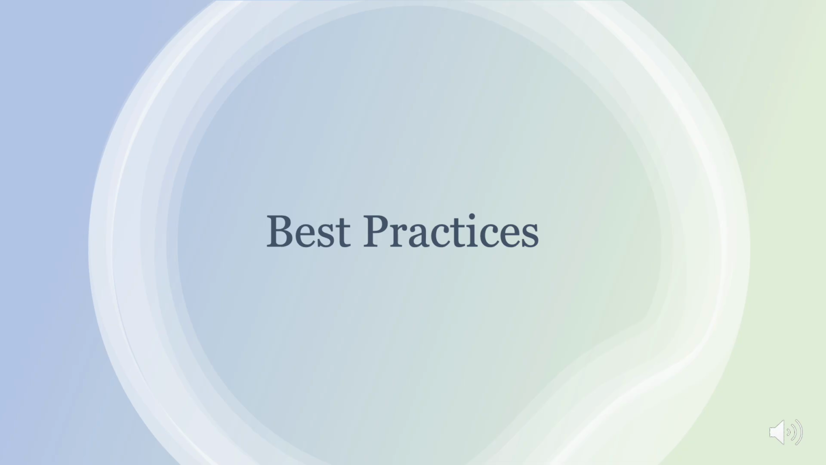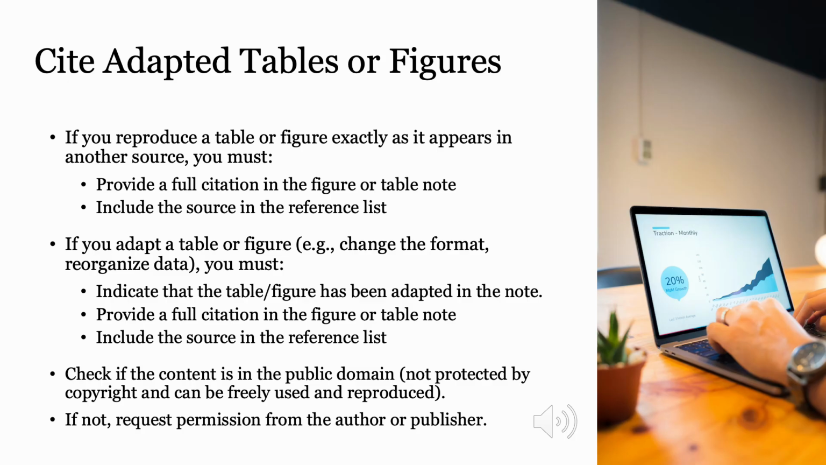In the final few slides, we will go over best practices for using tables and figures in research writing. If you're using any adapted or reproduced tables or figures, you need to cite them following APA guidelines. If you reproduce a table or figure exactly as it appears in another source, you must do two things. First, provide a full citation in the figure or table note to ensure readers know where the original content comes from. Second, include the source in your reference list at the end of your document.